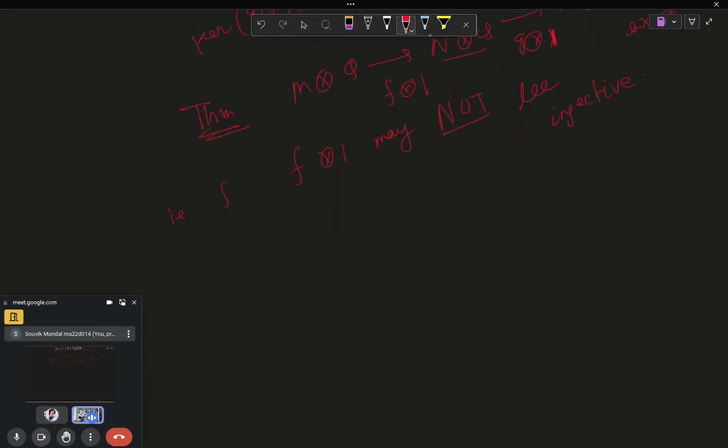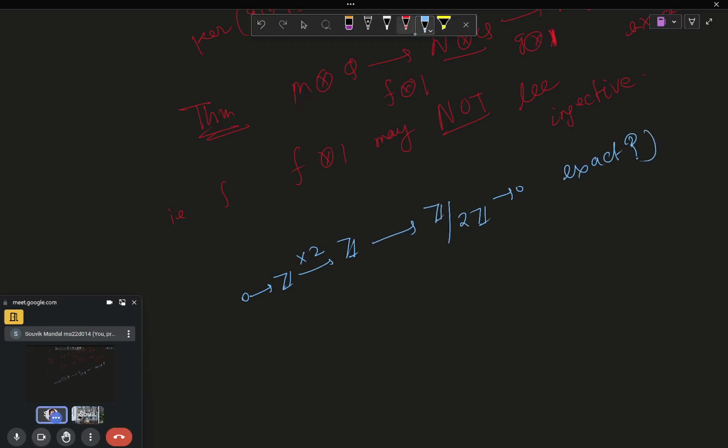So consider the following: 0 to Z. This is a 0. Is it an exact sequence or not? First check. Z cross Z to Z. No, no, it is not Z cross. It is Z to Z, multiplication by 2.